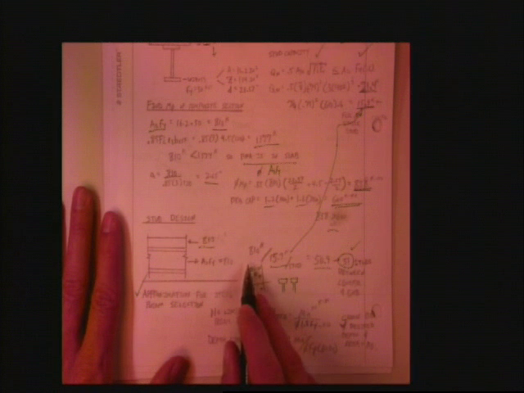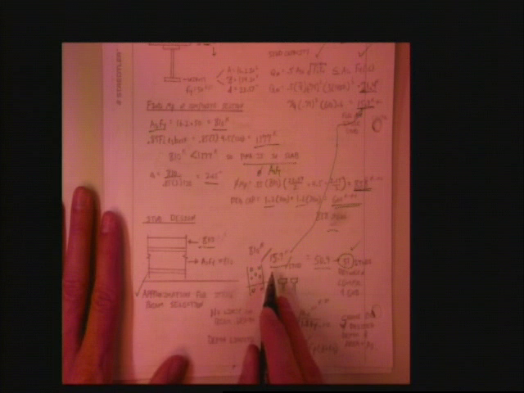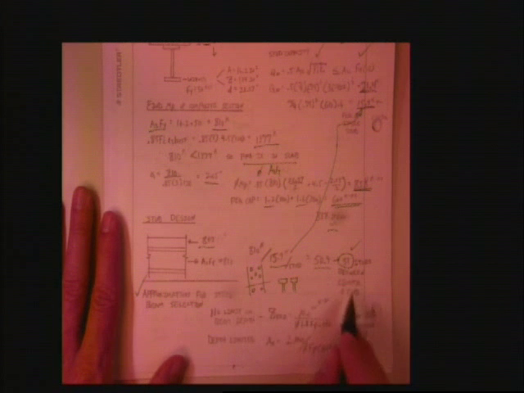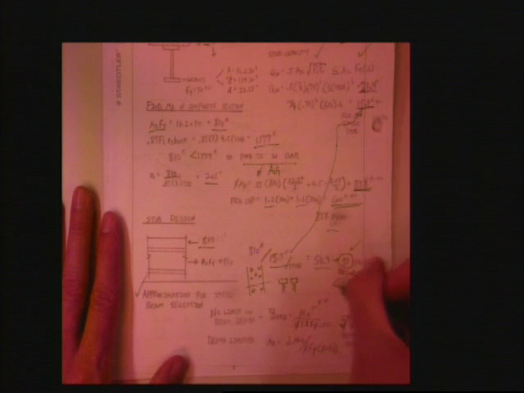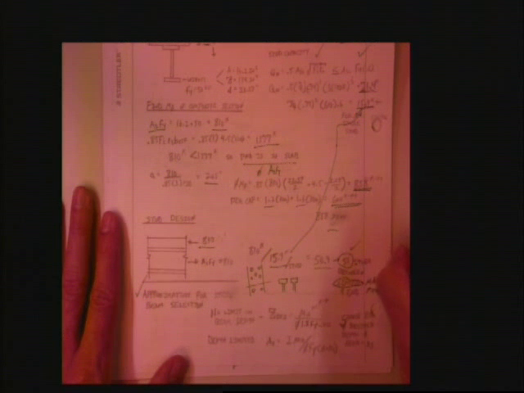810 kips divided by 15.9 kips per stud is 51 studs, and that's between the center and the end. Well, really, that should be between the max moment and the end. Okay?